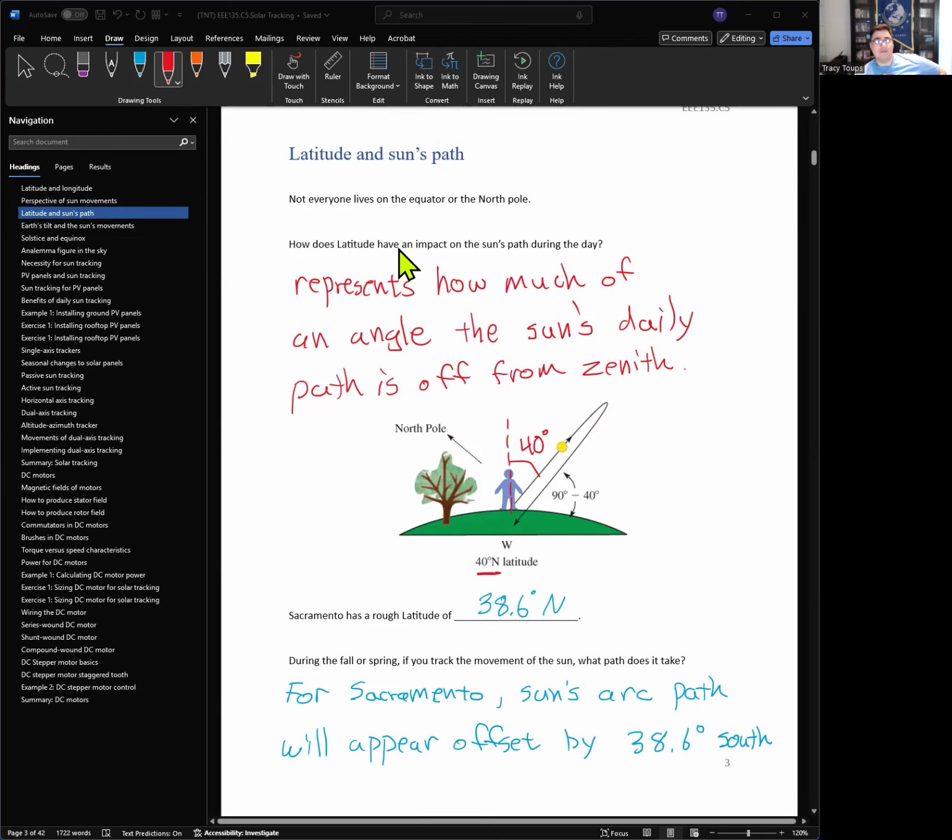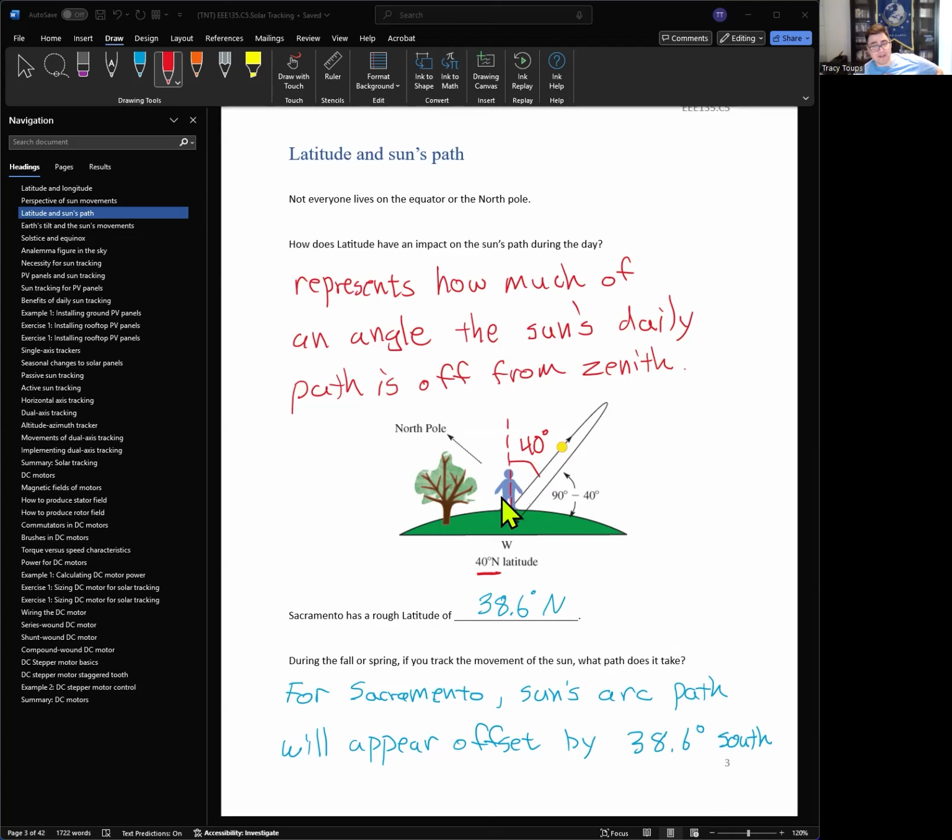Okay? Now, of course, not everyone lives at the equator or the North Pole, so there's a middle ground. And this is where latitude comes in as a helpful number. The actual degrees of latitude represent how much of an angle the sun's path will take off of its zenith. So for example, if we're living in the northern hemisphere at 40 degrees north latitude, if you stand on the flat surface of the Earth and look directly up, that's your zenith. You will observe through the day that the sun is going to go from east to west, but it's going to have a 40-degree tilt towards the south.